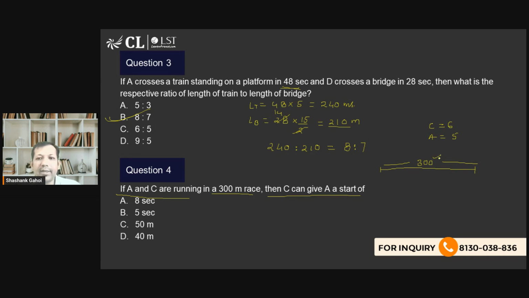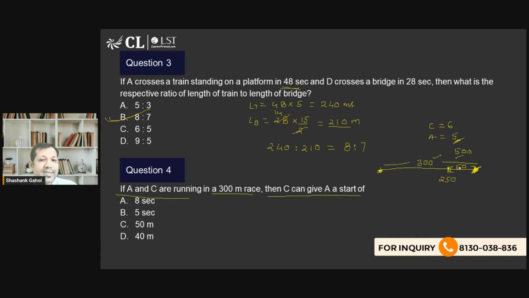What is the length of the race? 300 meters. How much time is C going to take? That is 300 upon 6, or I would say 50 seconds. So at the end of 50 seconds, C is going to reach the end. So in 50 seconds, C is covering the whole distance, C is completing the race. But in 50 seconds, how much is A going to cover? So time is 50, speed is 5. So A is going to cover only 250 meters. So C is going to be ahead of A by 50 meters, right?